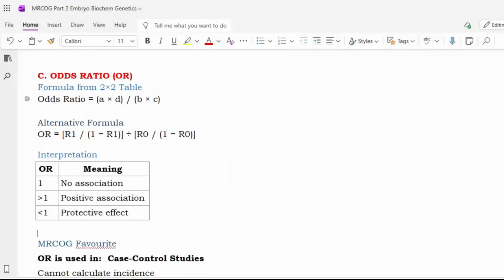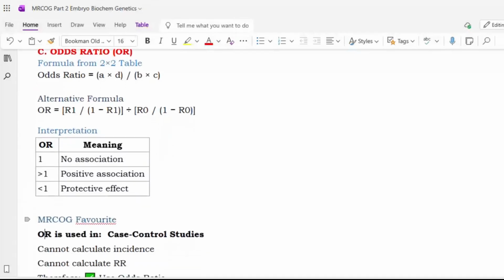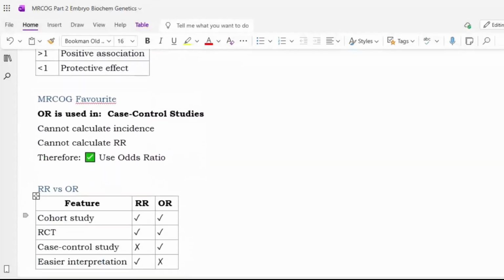While calculating AD upon BC, remember the disease is on the top and the exposure is on the side. Here: disease present, disease absent, exposure present, exposure absent. Then you give A, B, C, D. If you mark it wrong, then these calculations will go wrong. So what is the interpretation? If the odds ratio is 1, that means there is no association. If the odds ratio is more than 1, that means there is a positive association. If the odds ratio is less than 1, that means there is a protective effect. So the odds ratio is a very favorite for the examination.